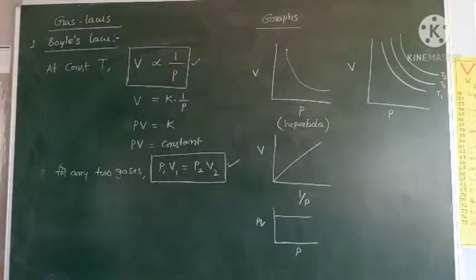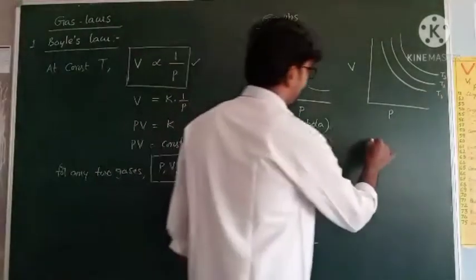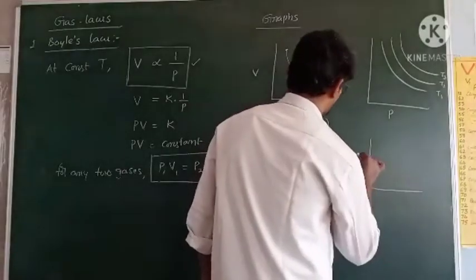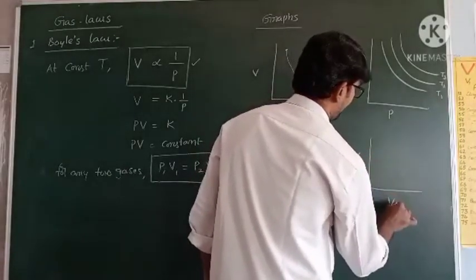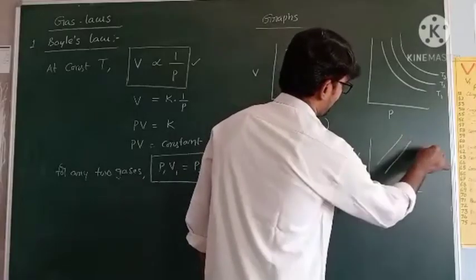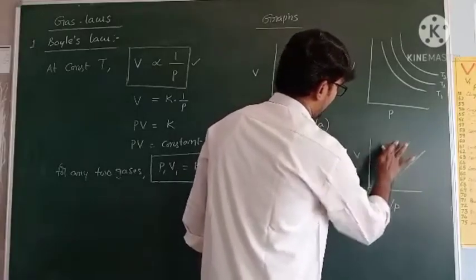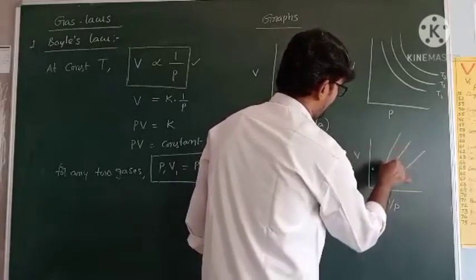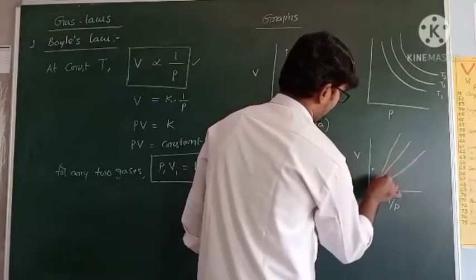In the second case, volume and 1 by P, we observe this type of graphs: 1, 2, 3. These three lines come towards this position only.